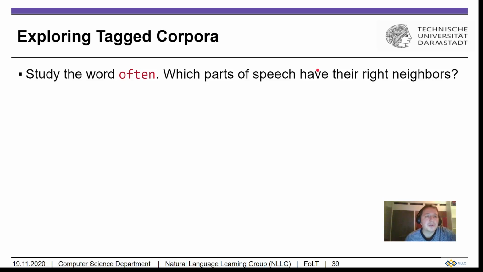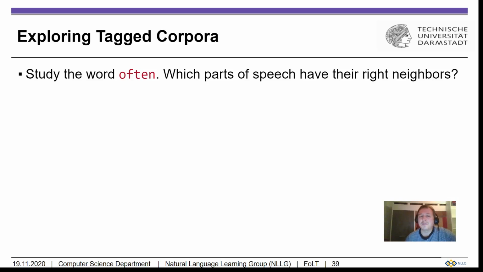To finish this part of the lecture, let's do a little bit of exploration of tagged corpora. For example, let us study the word often, and we want to find out which part of speech its right neighbors have. So we check the words to the right of the word often, and which part of speech do they have?